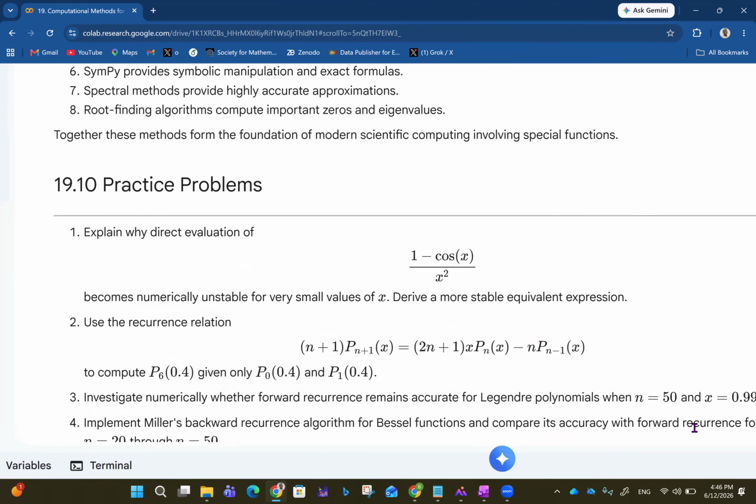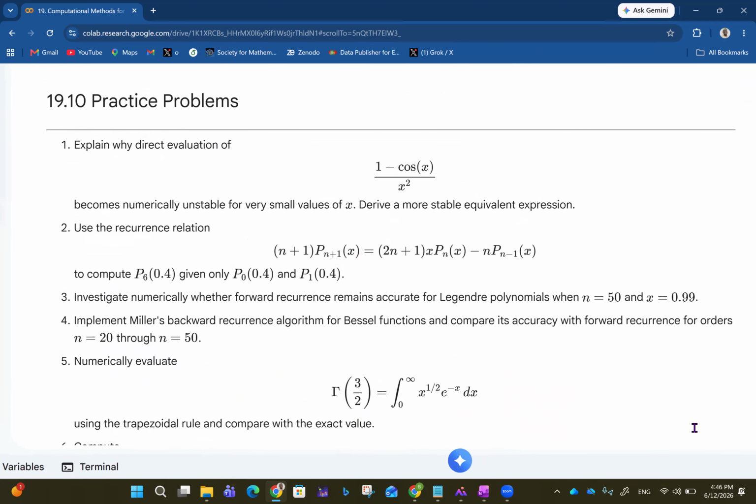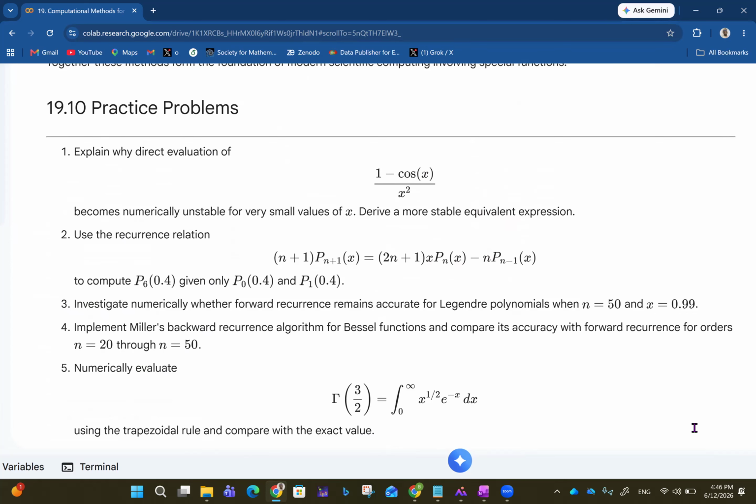So then we have our practice problems as usual. Here you can see questions 1 to 5 on the screen. Of course, I'll be solving 2 of them as usual. I'll be solving question 4: implement Miller's backward recurrence algorithm for Bessel functions and compare its accuracy with forward recurrence for orders n equals 20 through n equals 50. So we'll be trying that out and we'll see how that goes. Apart from question 4, the other one will be 20, which I'm going to show you when we get there.